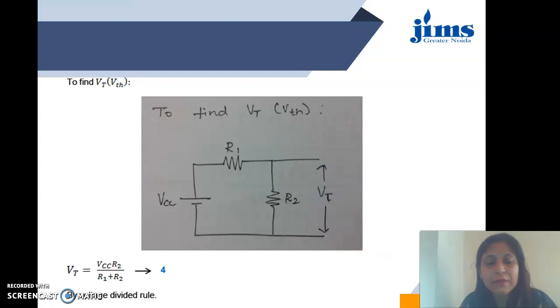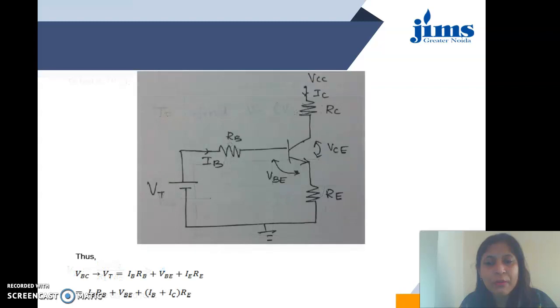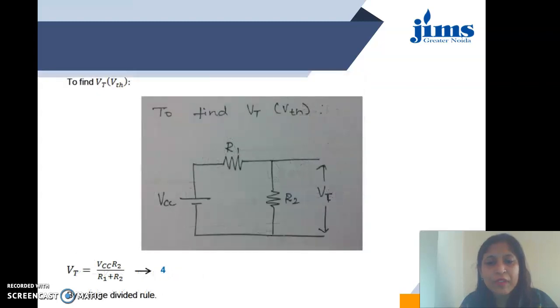So Vt equals VCC into R2, and it basically uses the voltage division rule. Whatever voltage we are determining across a resistor, that particular resistor upon total resistance into the applied voltage. This is the formula to derive the Vt. So Vt equals R2 upon R1 plus R2 into VCC. So this is mentioned here that we have used the voltage divider rule.